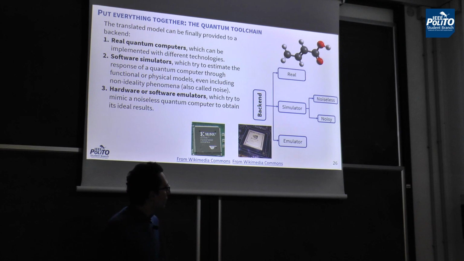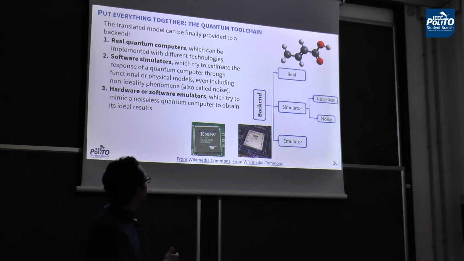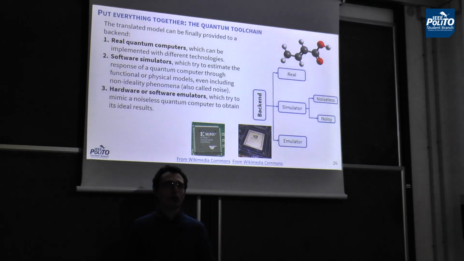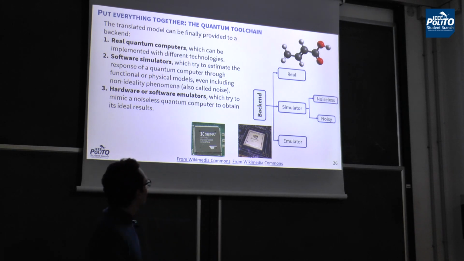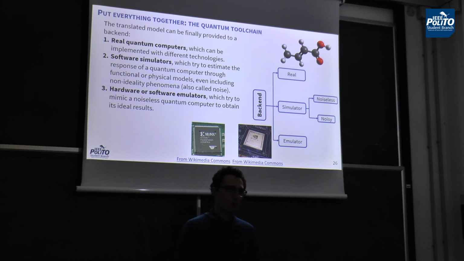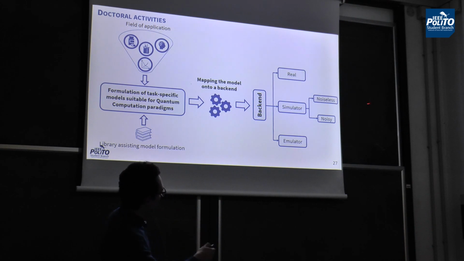The first step is the backend. We can organize them in 3 categories. Real quantum computers, simulators which try to estimate the response of a quantum computer with a model, and these simulators can take into account or not take into account the non-ideality phenomena of hardware. And finally, there are hardware or software emulators which try to mimic a noiseless quantum computer to obtain its ideal results. My doctoral activities belonged to the leftmost and rightmost part.